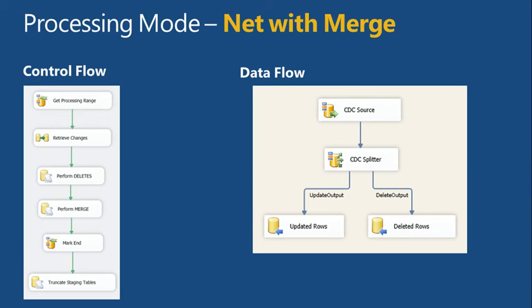CDC, that looks a lot like net, except I don't have an output for inserts because I don't get separate inserts. Everything's treated as an update. I stage both of these, and then I do my deletes, and then I do a merge all in one shot. Sense?